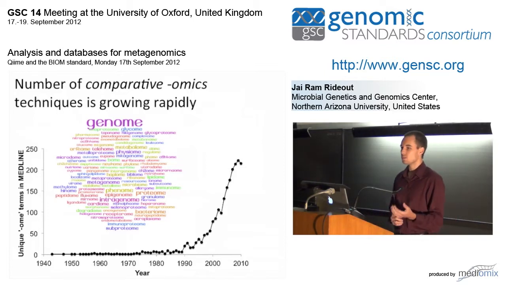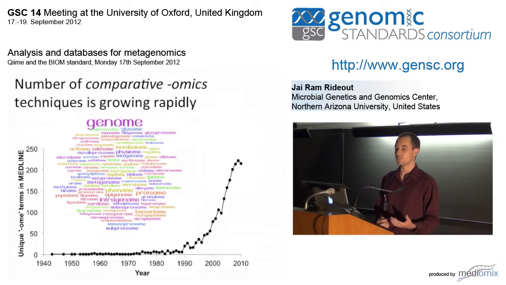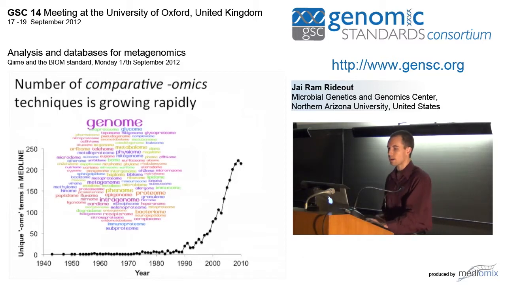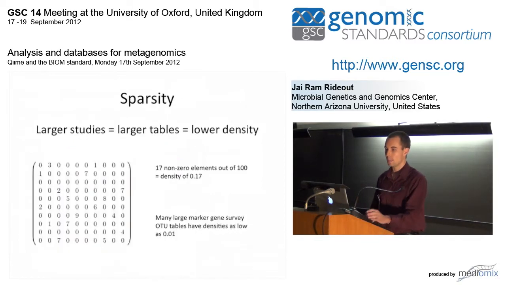there's been a huge jump in the number of comparative omics techniques that exist out there. It seems like every year there's more and more of these terms ending in -ome or -omics that are being created and used in the biological sciences. Some examples, like I've already mentioned, are marker gene surveys, metagenomics, metatranscriptomics, proteomics, and the list just goes on and on. There are more and more that are continually cropping up, and fortunately, many of them seem to share that core central data type, that contingency table that I've been talking about.